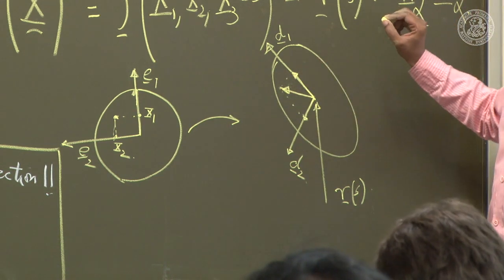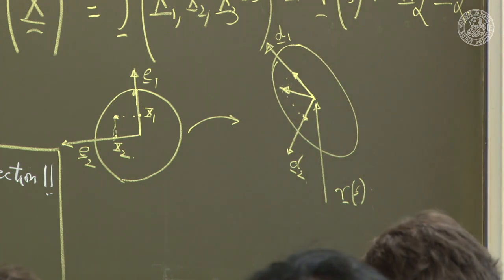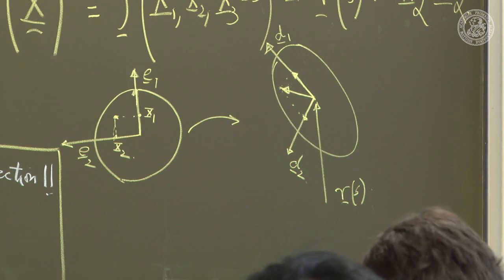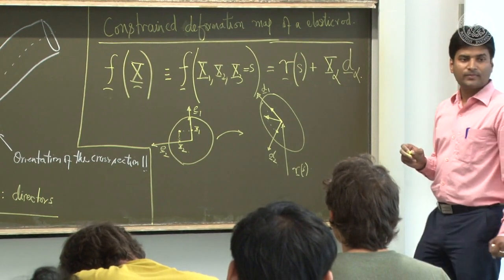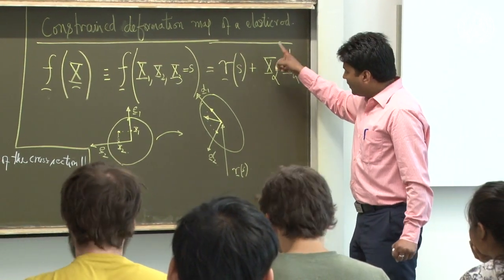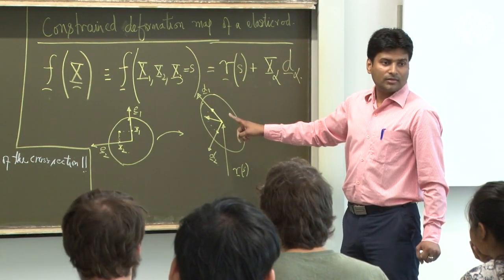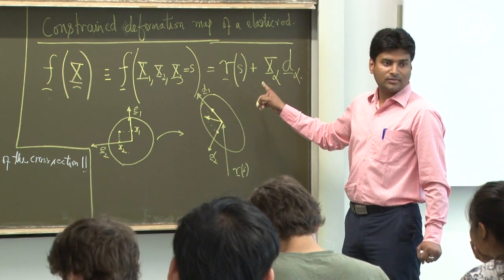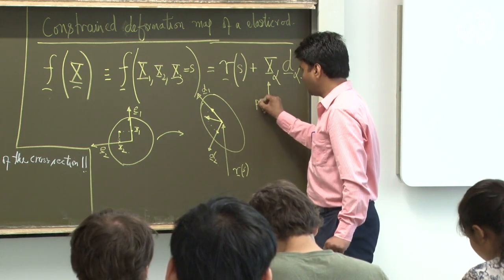And why is this constrained kinematics? Can you think of it? Why is it called constrained kinematics? Constrained to go on D1 and D2. Yeah. The other thing is, this cross-section can at most be planar. Plane section remains plane, right? So this only allows the cross-section to remain planar.